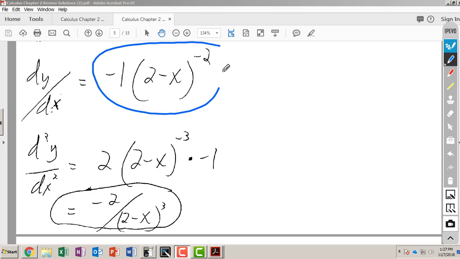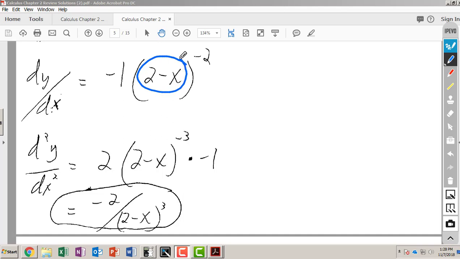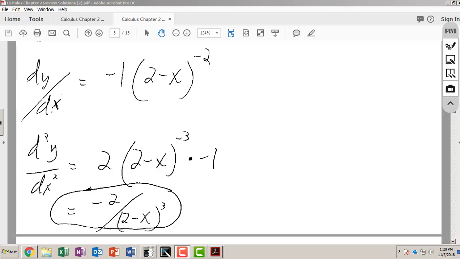So here's my outer equation. My outer equation says I take this -2 times this -1, which becomes this +2, and then I subtract 1 from my power. So -2 minus 1 is -3. And then I take the derivative of what's inside. So the derivative of what's inside is -1. Now that I've done that, I've got my second derivative. Now I just need to go ahead and simplify it down.